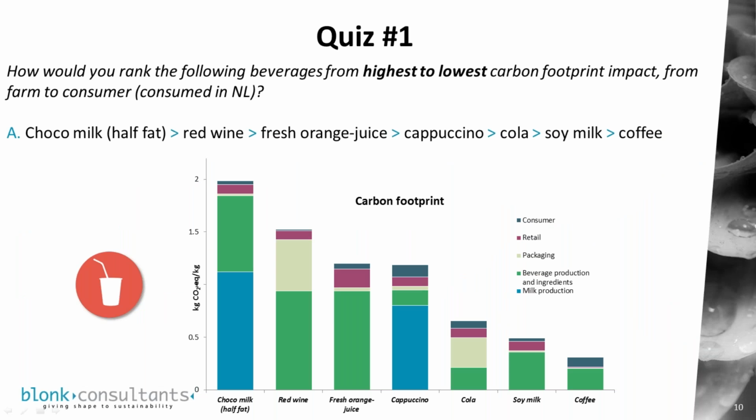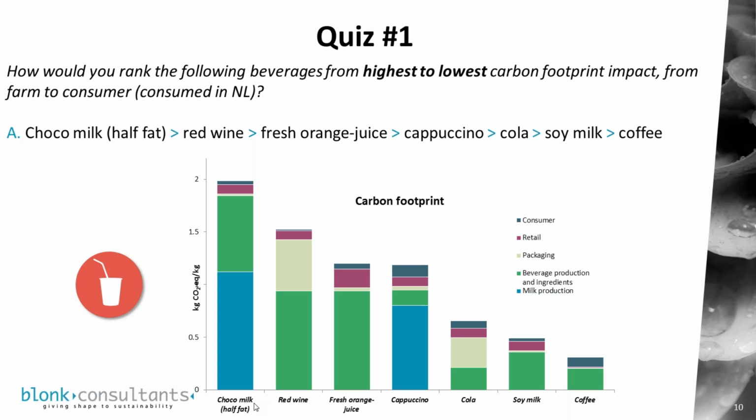As you see, for the dairy-based beverages, the dairy farm is an important source of emissions, contributing to carbon footprint. So you see that the choco milk and the cappuccino have a high contribution due to the milk production, which is the blue bar. Choco milk has the highest carbon footprint due to milk production, but also to beverage production and other ingredients. So in this case, the cacao beans cultivation.